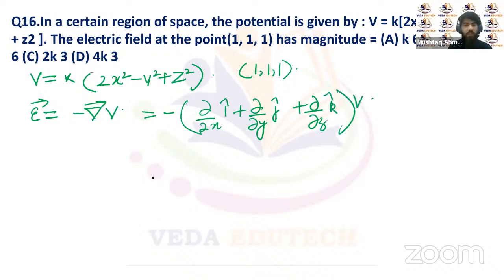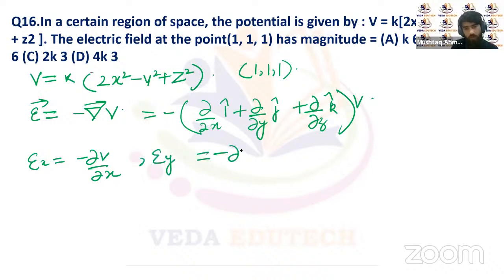Now the potential V here is given as 2x square minus y square plus z square multiplied by k. So it means Ex here will be equal to minus del V upon del x, Ey will be equal to minus del V upon del y, and Ez will be equal to minus del V upon del z.